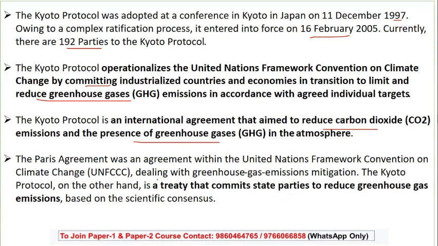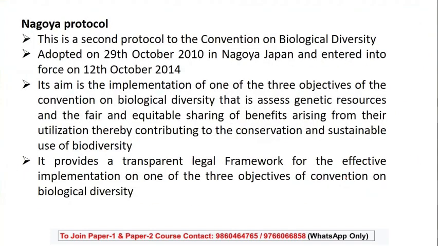The Paris Agreement, we are going to do the Paris Agreement in detail also, was an agreement within the United Nations Framework Convention on Climate Change dealing with greenhouse gas emissions, that is strategies, mitigation, you can say. Whereas the Kyoto Protocol is a treaty that commits states to reduce greenhouse emissions, based on the scientific consequences. So we are going to study the Paris Agreement in detail.